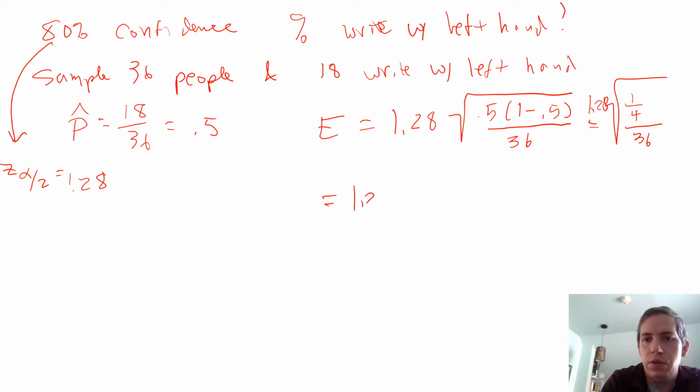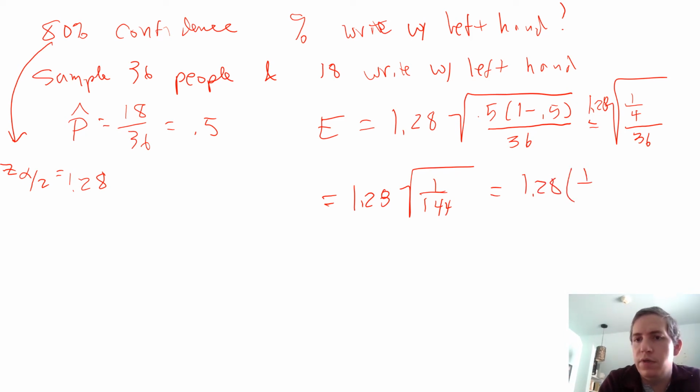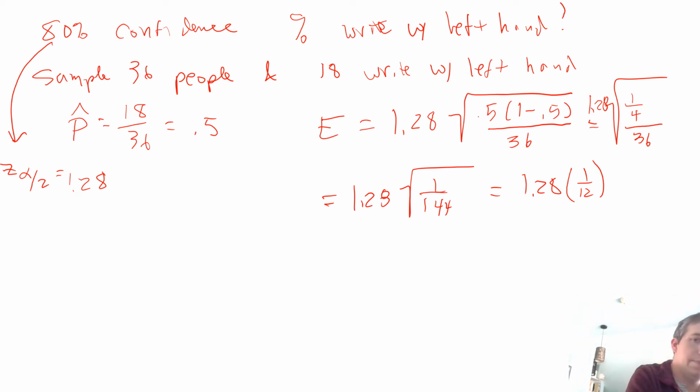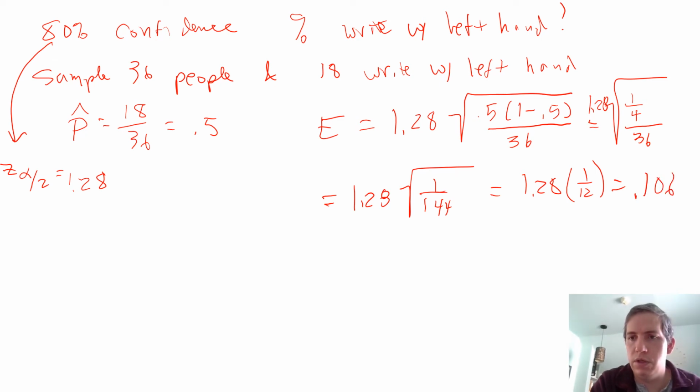which is equal to 1.28 multiplied by the square root of 1 over 144, which is equal to 1.28 multiplied by 1/12. If you take the square root of 1 over 144, you get 1/12. So if I do that on the calculator, I get 0.106666 repeating. So 0.1067, I'm going to round it to that.